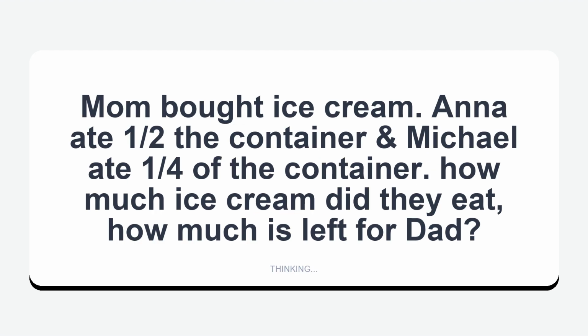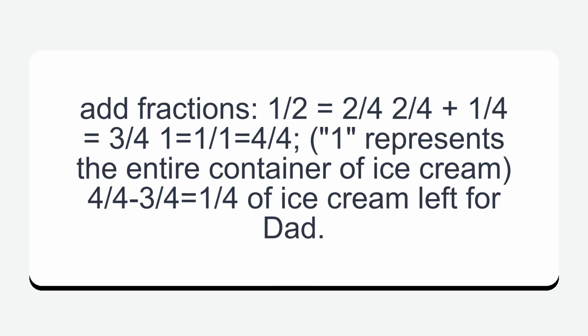Mom bought ice cream. Anna ate 1/2 the container and Michael ate 1/4 of the container. How much ice cream did they eat? How much is left for Dad? Add fractions: 1/2 equals 2/4, 2/4 plus 1/4 equals 3/4. 1 equals 4/4 and represents the entire container of ice cream. 4/4 minus 3/4 equals 1/4 of the ice cream left for Dad.